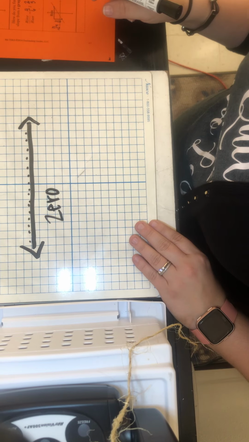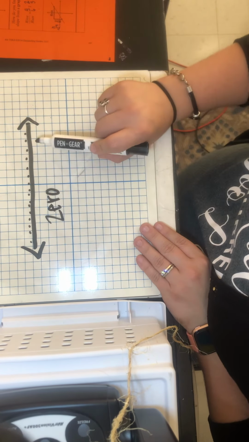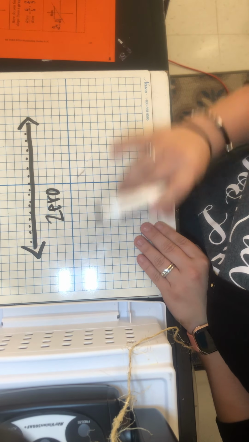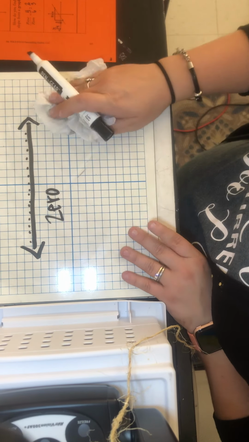Excuse me. I need y'all listening. So if we are not going up or down, then that makes a zero slope. Okay? So if it's horizontal, like this, it's a zero slope.